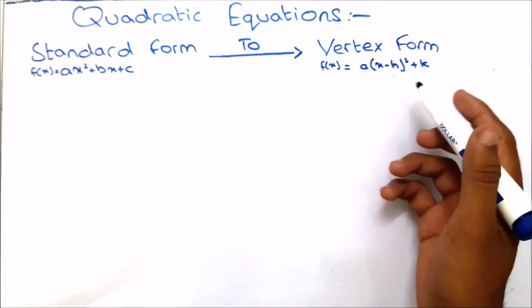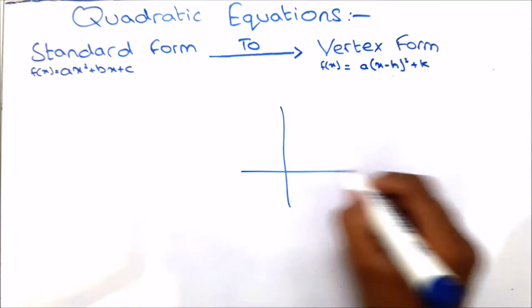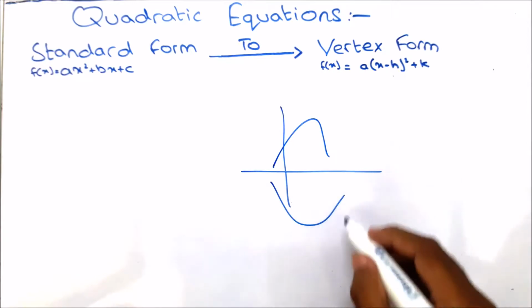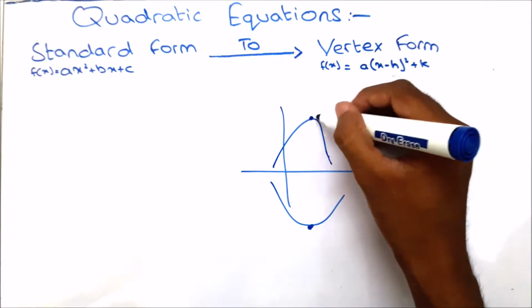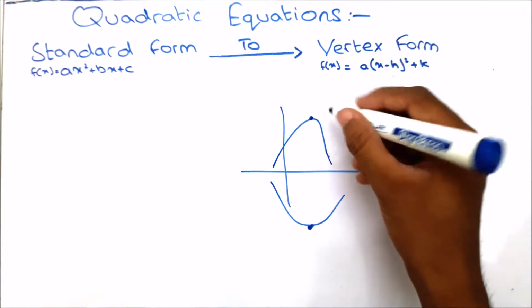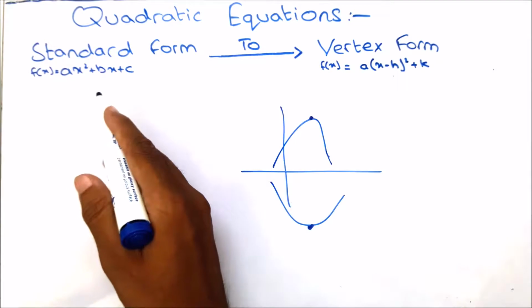Why do we need to convert it? We convert it to find the vertex of our curve. A quadratic curve is somewhat like this or this. It helps us find this vertex, the turning point wherever the graph turns. It's called its vertex. It's easier to find the vertex from the vertex form than from the standard form.